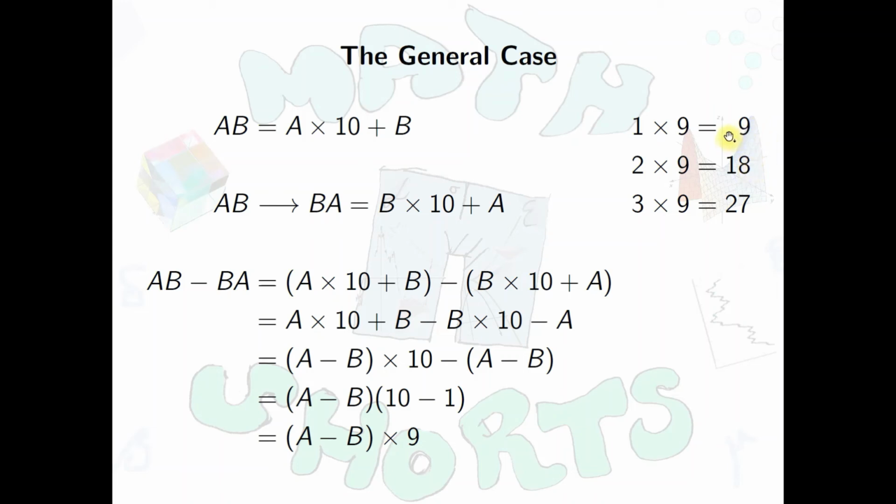So here I had 0 tens and 9 ones. Now it goes to 1 ten and 8 ones. This goes up by 1, this goes down by 1. As I go down the list, the 1 goes up to a 2, the 8 goes down to a 7.